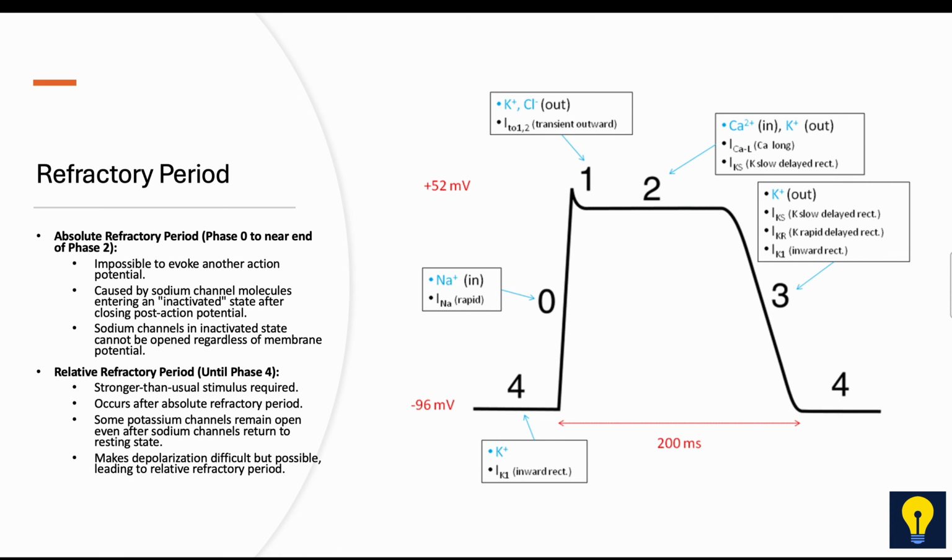Even after enough sodium channels have transitioned back to the resting state, it frequently happens that a fraction of the potassium channels in the cell remains open. Why? To make it difficult, but still possible, for depolarization to occur. Hence, it gives rise to a relative refractory period.